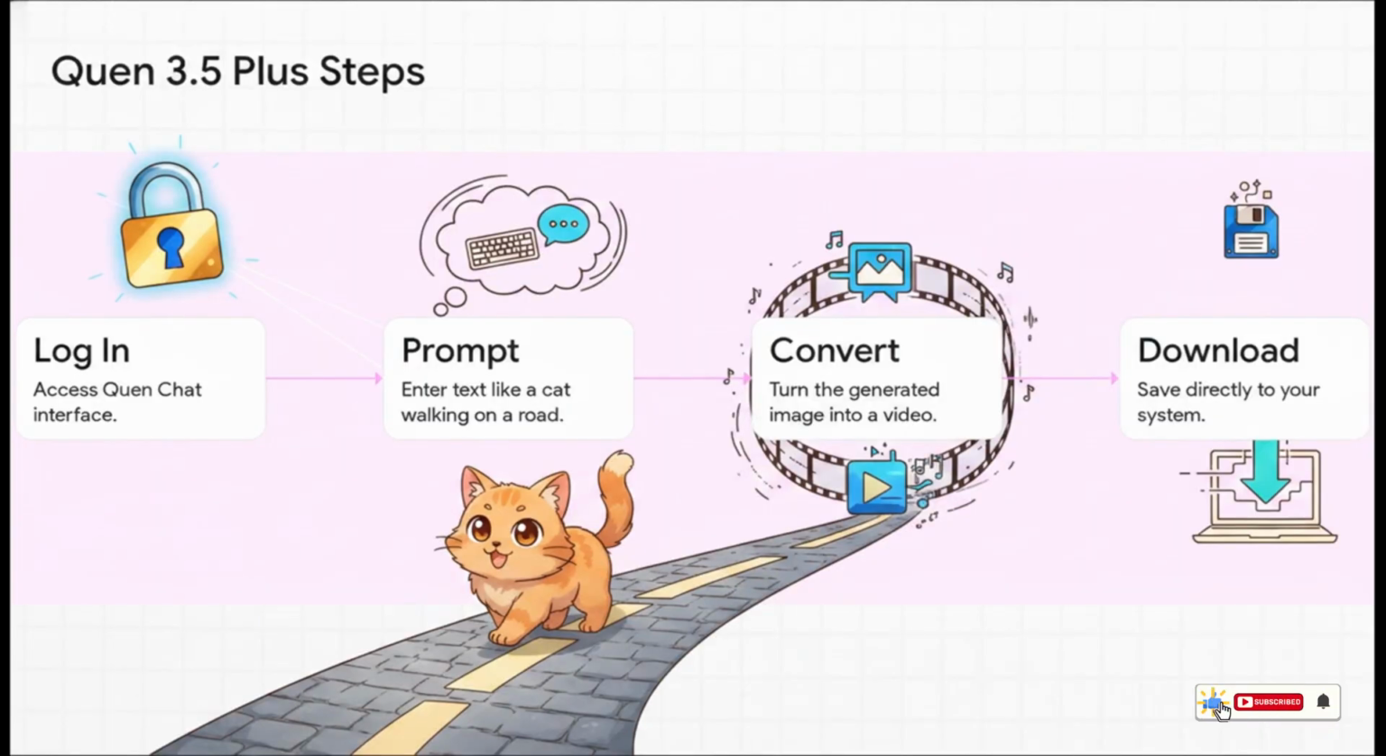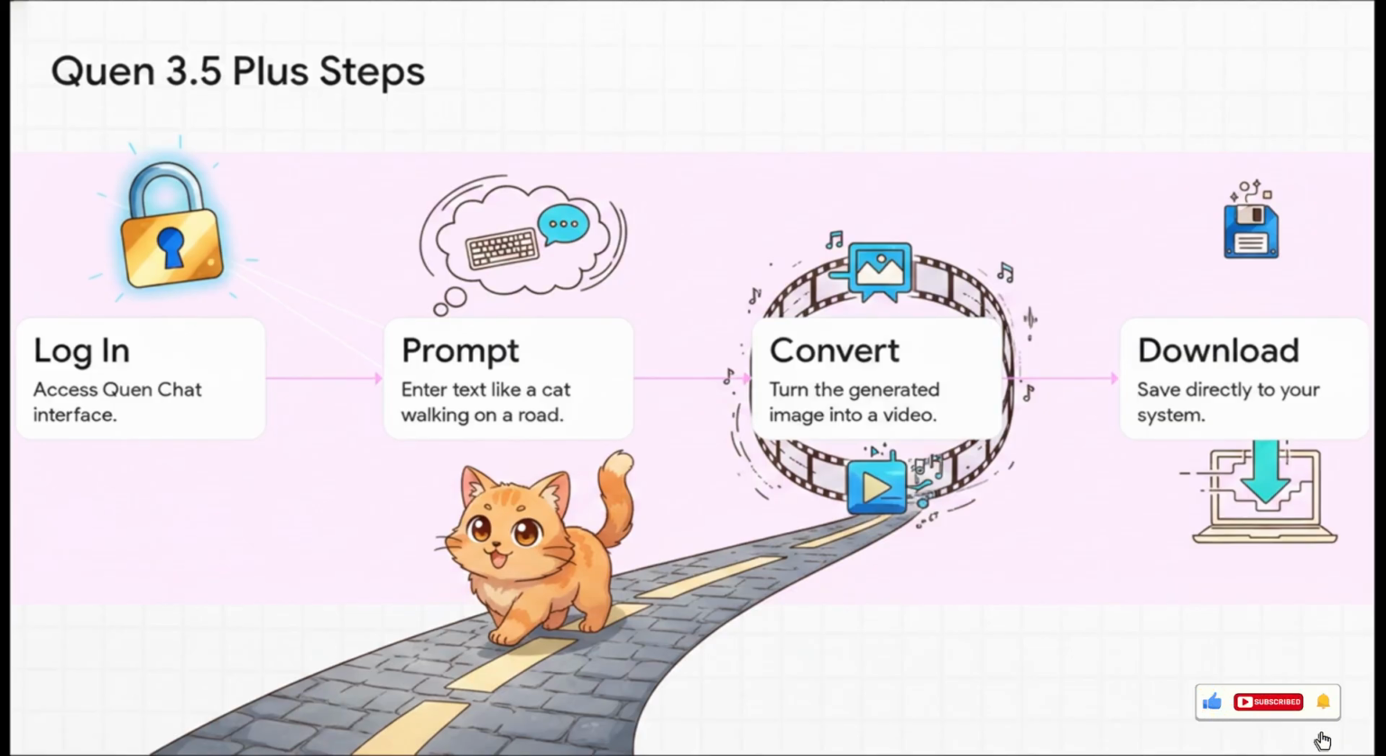Let's walk through exactly how simple this workflow actually is. Step 1, you just log into Qwen Chat. Step 2, type in your prompt. For example, our source uses a super basic prompt, a cat walking on a road. Boom, the AI generates your image. But step 3 is where the real magic happens. Right there on the screen, you just click a button to convert that newly generated image straight into a video. And the results are wild.